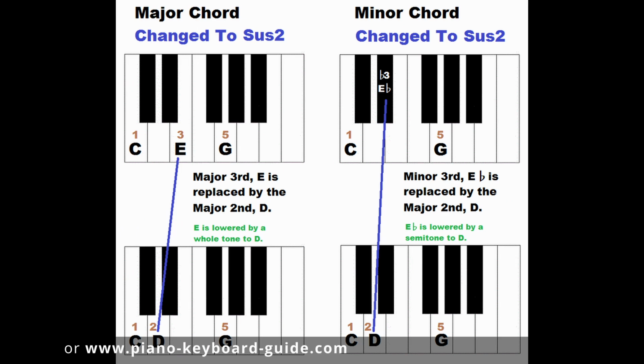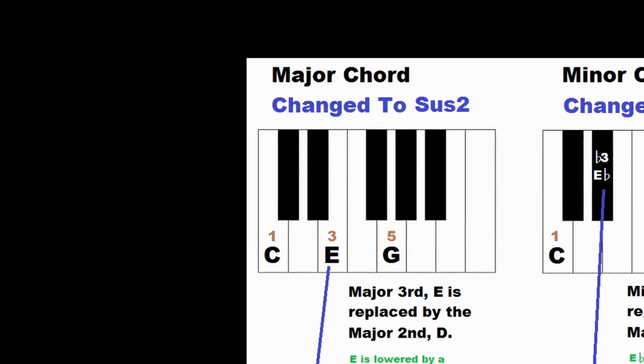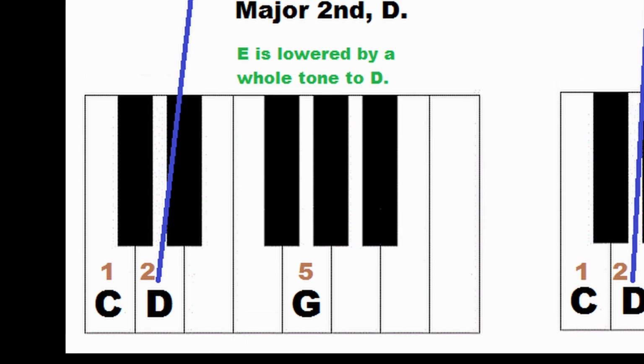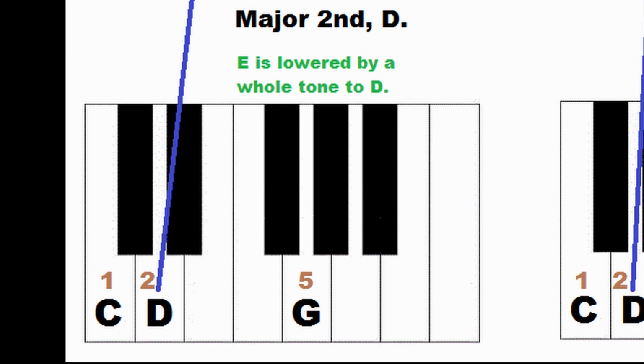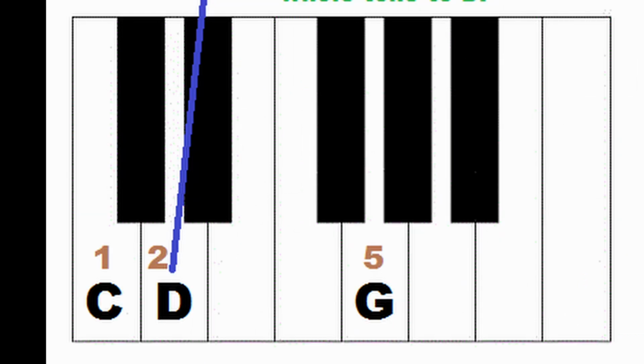So, for example, a sus2 chord of C major, we take C, E, and G, and we lower the E note to D, which becomes C, D, G. That's suspended 2 chord of C major. See how E moved to D. That's the most important part.